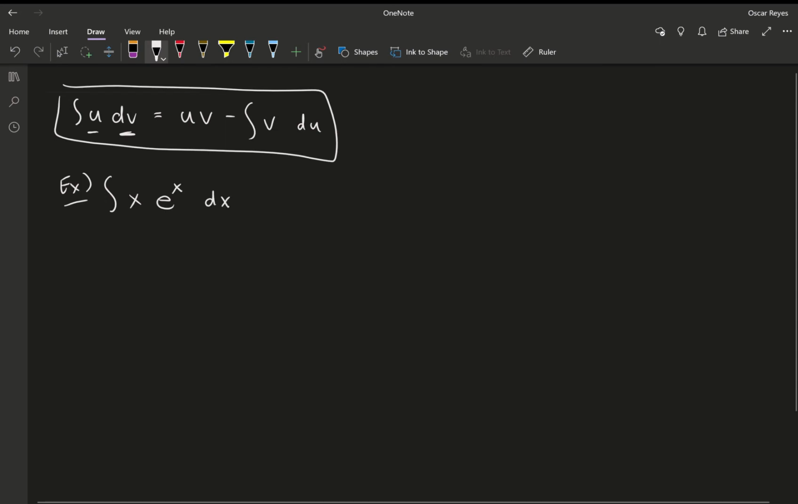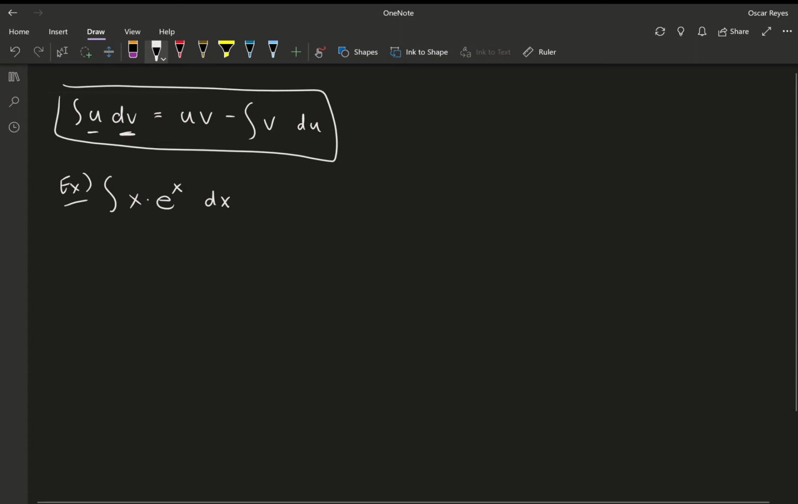If you want, take some time to pause the video and do it on your own. I would suggest it. Push play whenever you have the answer and see if your answer matches the answer that we get at the end. The first thing we have to do is notice it's already a multiplication, right? There's already x times e to the x.